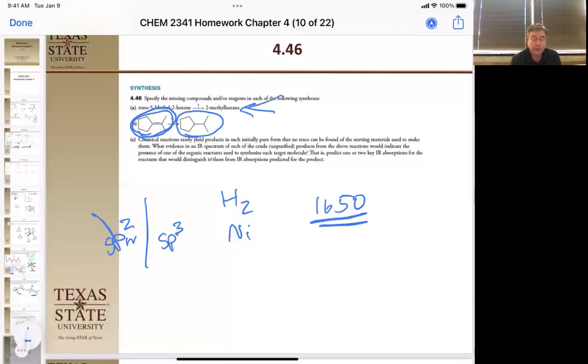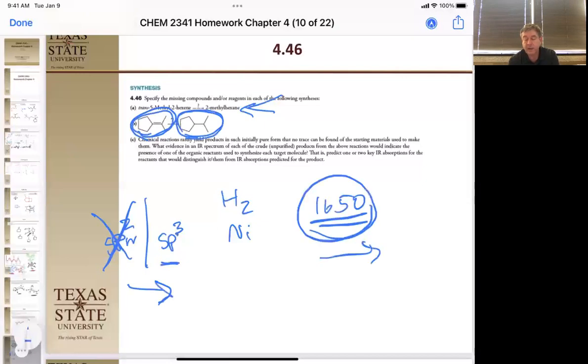In the product, the sp2 hydrogens above 3,000 would go away. And in the product here, we have no sp2 hydrogens, so they would all be sp3. And in both compounds, your double bond would go away and you would not have any peaks above 1,500 all the way down to around 2,900 because there's no other functional group.